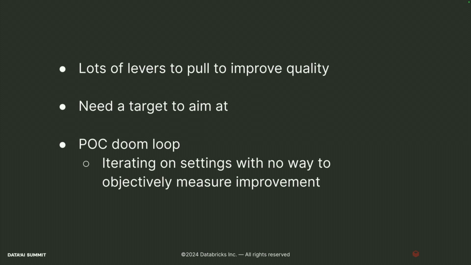However, if we want to go about improving quality, really what we need is a target to aim at. And oftentimes when you're building these RAG applications, and I've been there myself, you can enter into this POC doom loop where you're iterating on these different components and settings blindly, with no objective way of measuring improvement. Anyone who has built a RAG application knows this all too well.